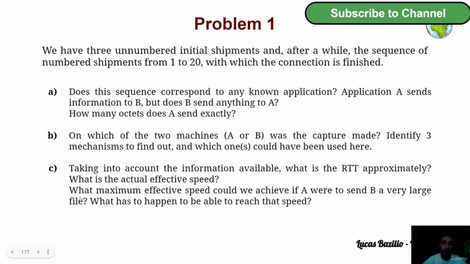And finally, we have these two last questions. What maximum effective speed could we achieve if the application A were to send to the application B a very large file? And what has to happen to be able to reach that maximum effective speed? So this is the question C of this problem 1.